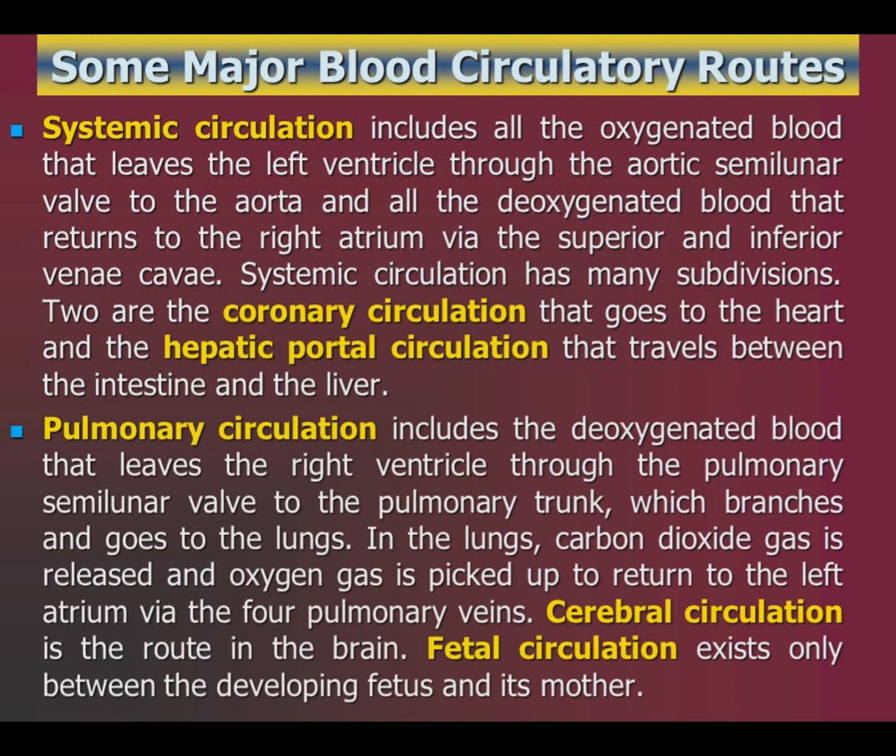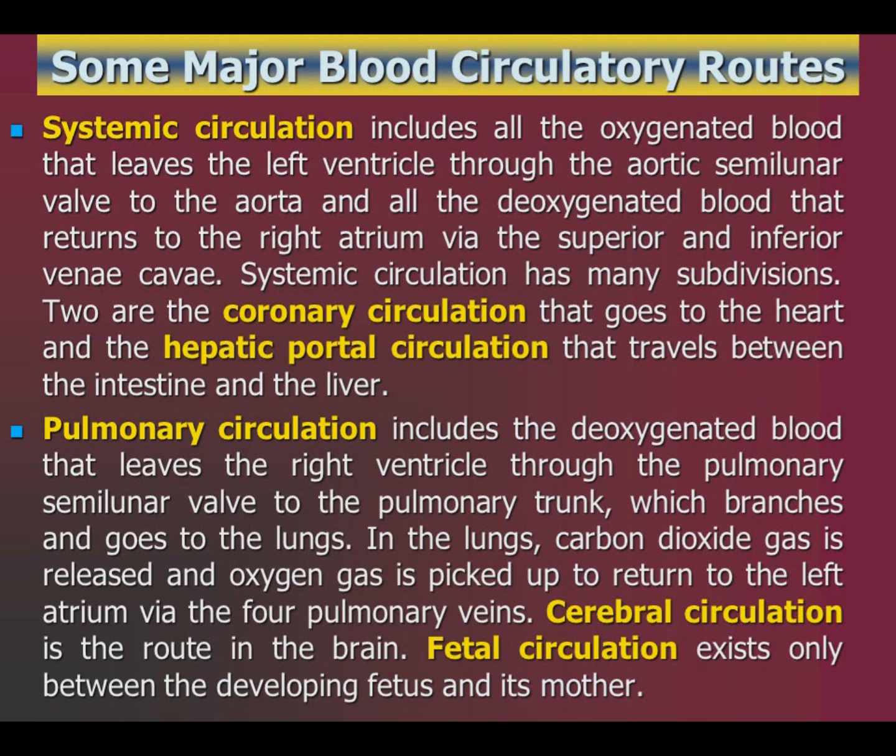The pulmonary circulation is the route that goes from the right ventricle of the heart through the pulmonary semilunar valve to the pulmonary trunk that branches into the right and left pulmonary arteries, which go to the lungs. Here the deoxygenated blood loses its carbon dioxide and picks up the oxygen and returns to the left atrium of the heart via the four pulmonary veins.